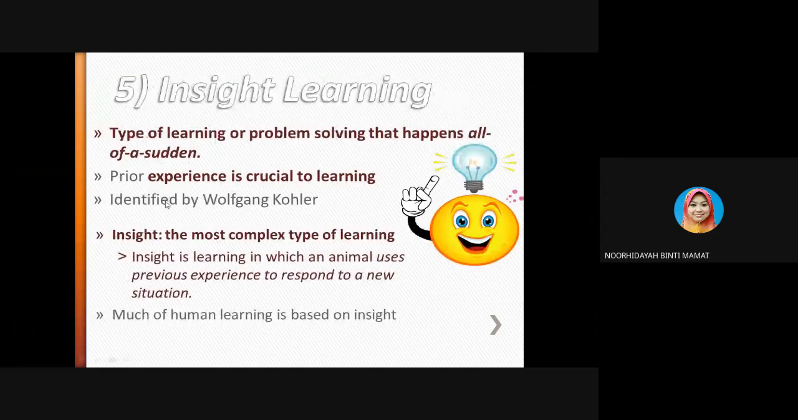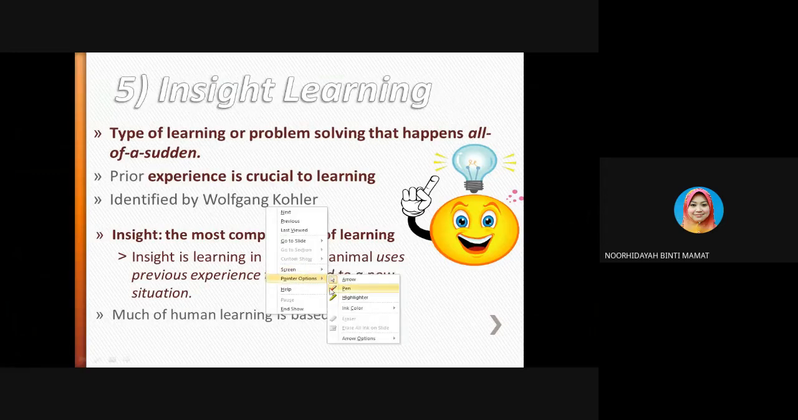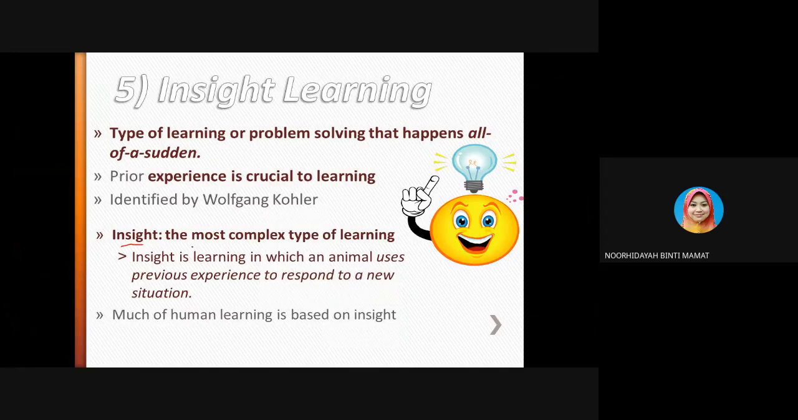Insight learning was identified by Wolfgang Kohler, and insight is the most complex type of learning. Insight is learning in which an animal uses previous experience to respond to a new situation, and much of human learning is based on insight. This is why in animals it is a complex type of learning, because they need to think first and use previous experience in response to a new situation.